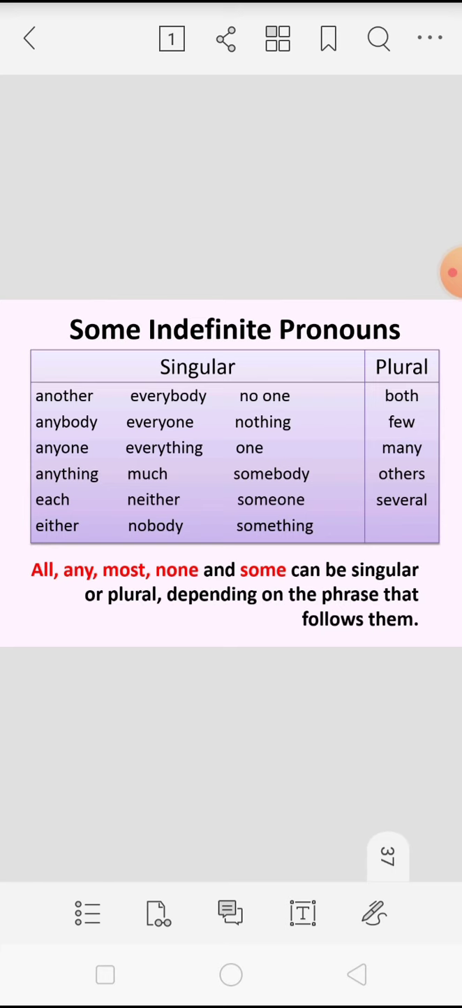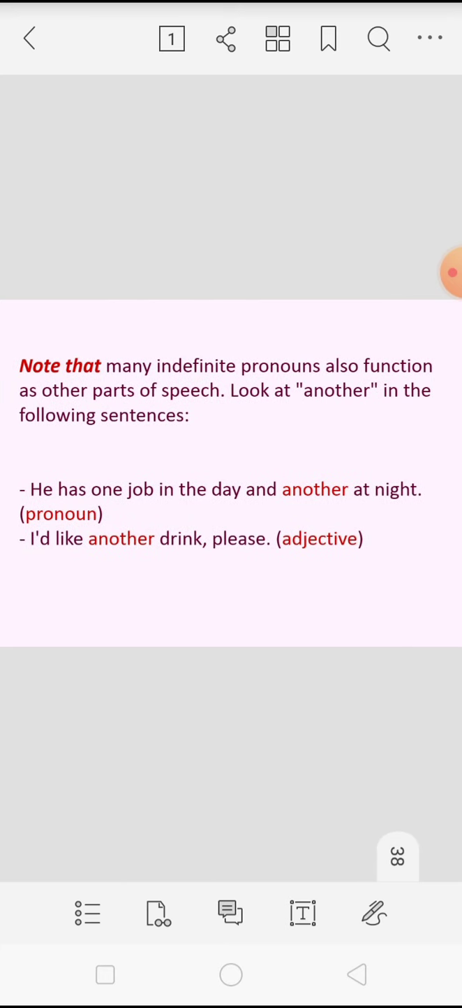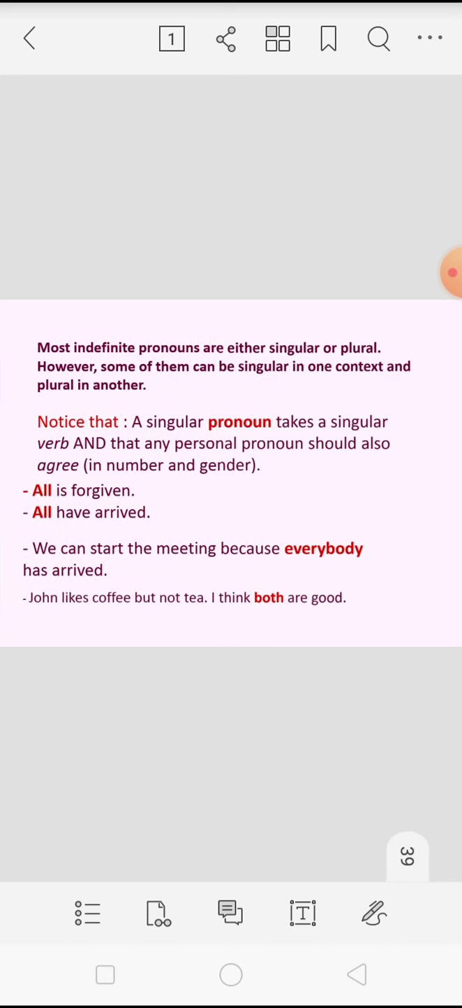Note that many indefinite pronouns also function as other parts of speech. Look at "another" in the following sentences. He has one job in the day and another at night. I would like another drink, please.